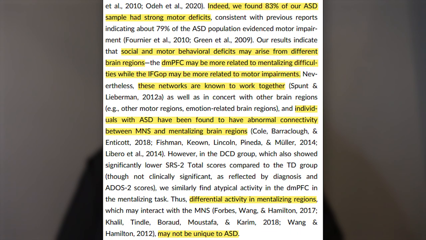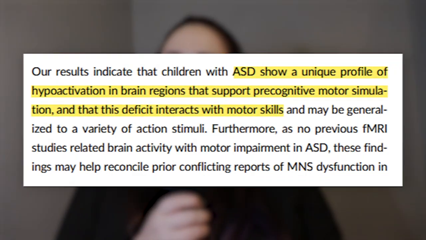They go on to talk about how it looks like social and motor deficits are caused by different brain regions, and that with DCD also having atypical activity in mentalizing regions, such atypicality may not be unique to ASD. Ultimately, this study shows that there is a unique set of differences in the brain regarding activation that is separate from those with DCD.